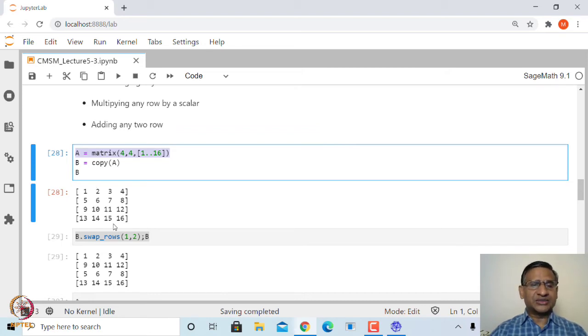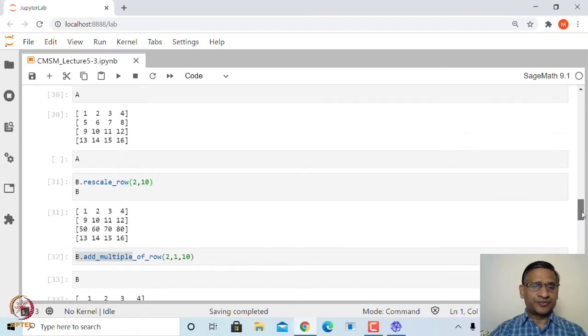Row equivalent matrices means what? The solution will not change. If I look at Ax equal to B, and another matrix M which is row equivalent to A, Mx equal to B, then these two systems are actually equivalent. They represent actually the same system of linear equations.